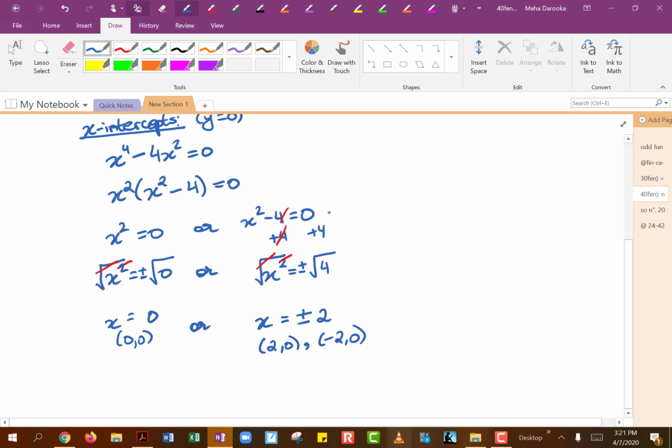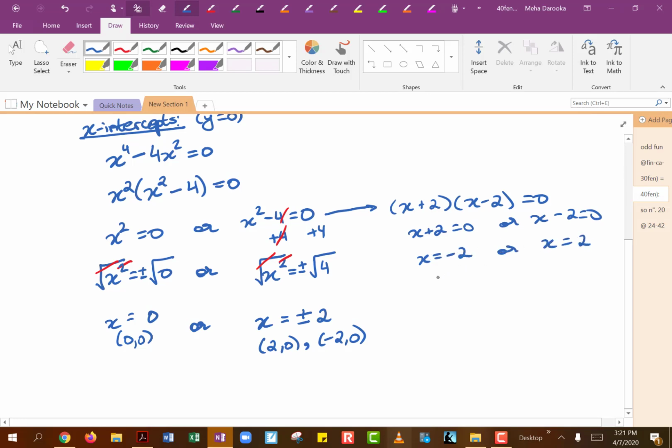Now the other thing you could have done here, instead of using the square root property, you could have also factored x squared minus 4 into x plus 2, x minus 2, and then you could have taken each one of these, set it equal to 0, and you would have still had x equals negative 2 or x equals positive 2, which would have also given you the same x-intercepts. Okay, now remember, we need to talk about multiplicity.